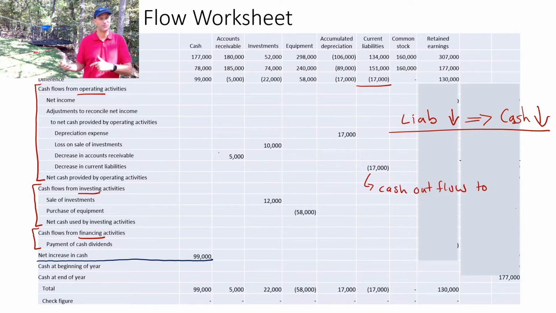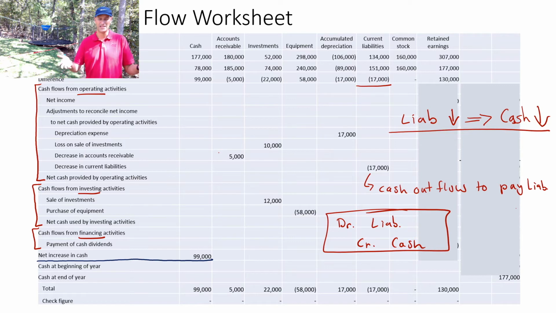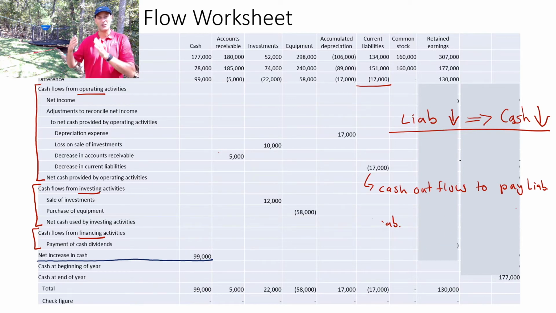If you're more comfortable, similarly to accounts receivable, with debits and credits, you could say, okay, how do I decrease a liability? Well, I want to debit the liability and I would credit cash, which is a decrease in cash. So if you want to reduce liabilities, you have to use cash to do that if cash is the other side of the transaction. So that's how we think about current liabilities.